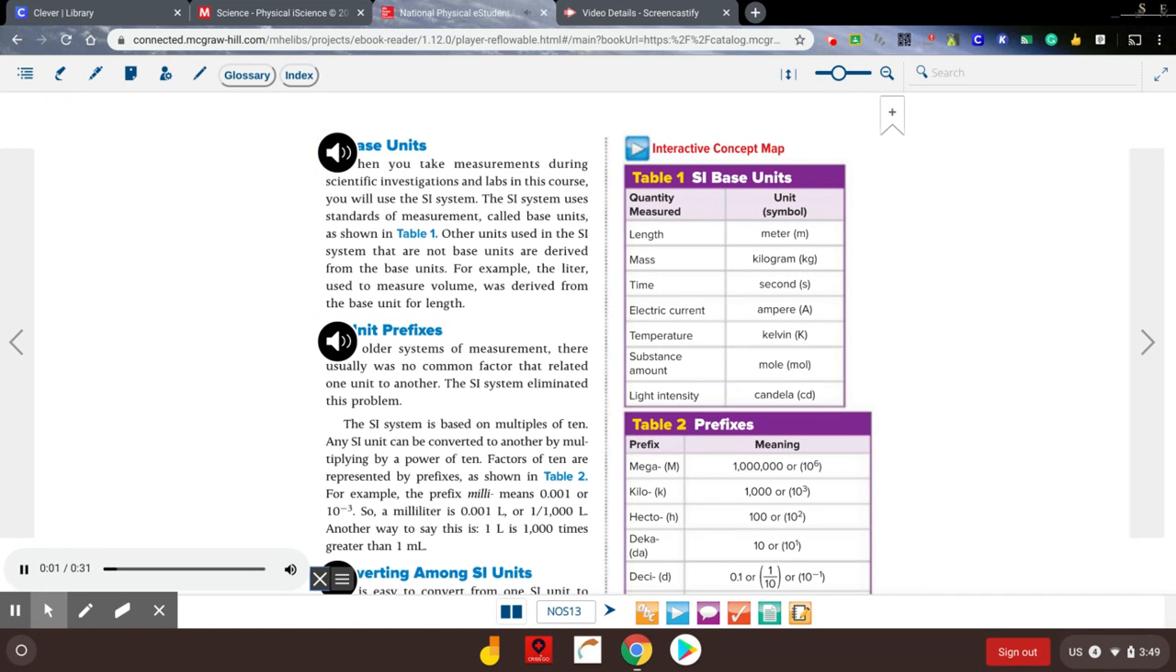SI base units. When you take measurements during scientific investigations and labs in this course, you will use the SI system. The SI system uses standards of measurement called base units, as shown in Table 1. Other units used in the SI system that are not base units are derived from the base units. For example, the liter used to measure volume was derived from the base unit for length.